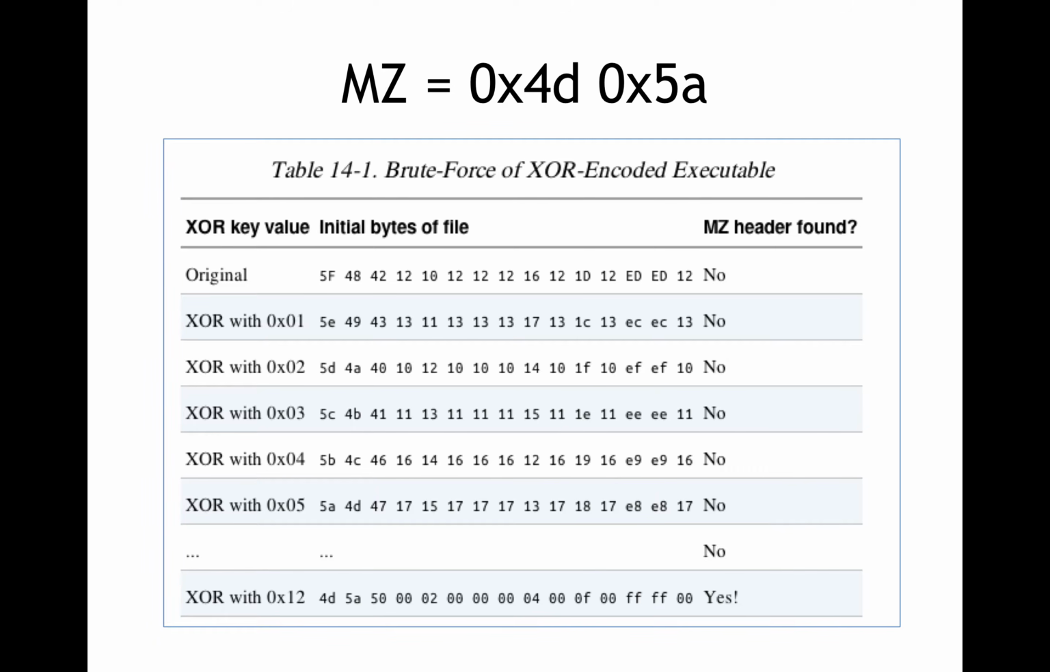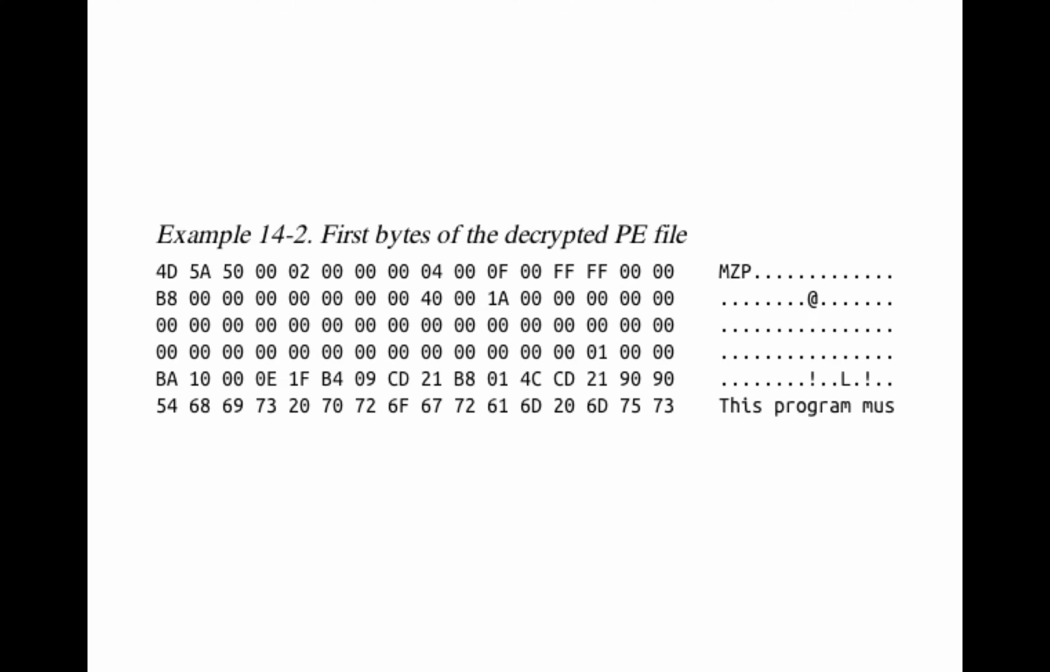If you want to reverse single byte XOR encryption, there are only 256 possible keys, so you can just try them all and then find the one that has the MZ. This is MZ at the start, and that's the one that makes it executable. Right, executables always start with MZ. And so that's what it looks like when you decrypt it.